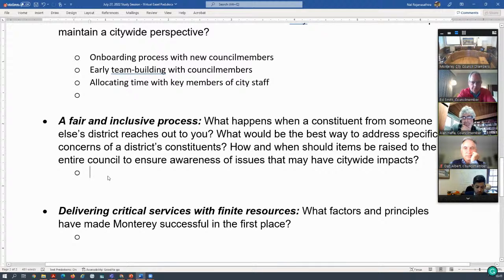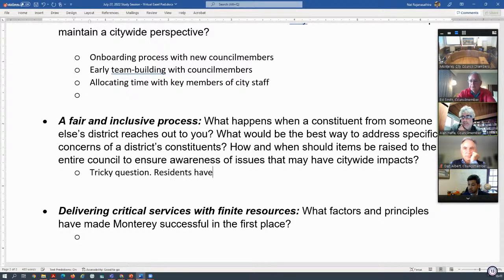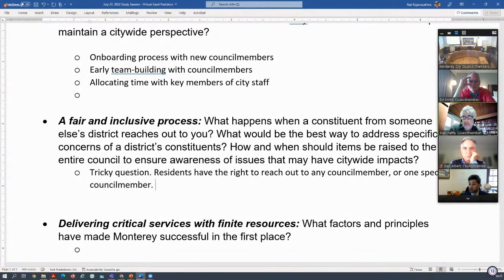Because, on the one hand, a resident should have the right to reach out to any council member or mayor, and certainly there are issues that really are citywide, in which case, obviously, they may want to reach out to all of us. And all of us vote. So from that perspective, there may be a benefit to them in trying to communicate with as many of us as possible.